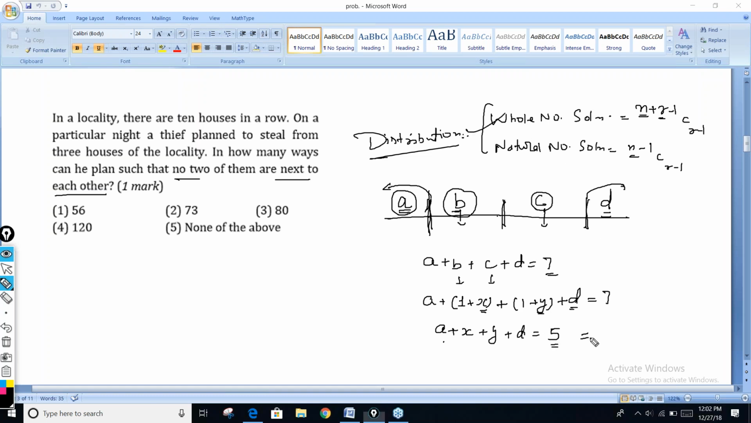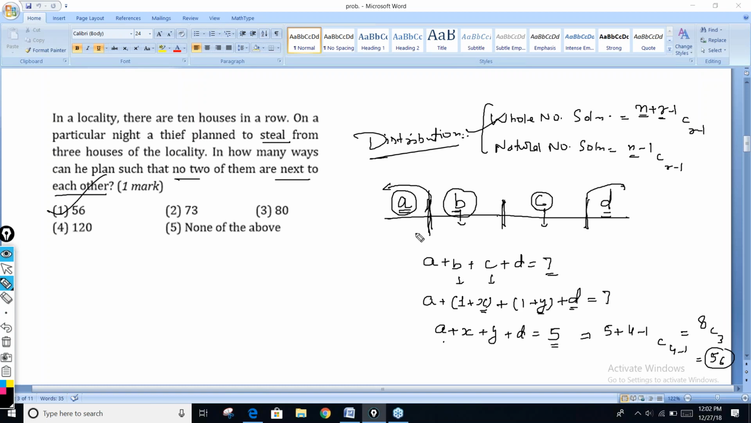Whole number solution says n plus r minus 1 C r minus 1. So that is 8C3, and 8C3 is 56. So in how many ways can he steal from these houses? The answer is 56.